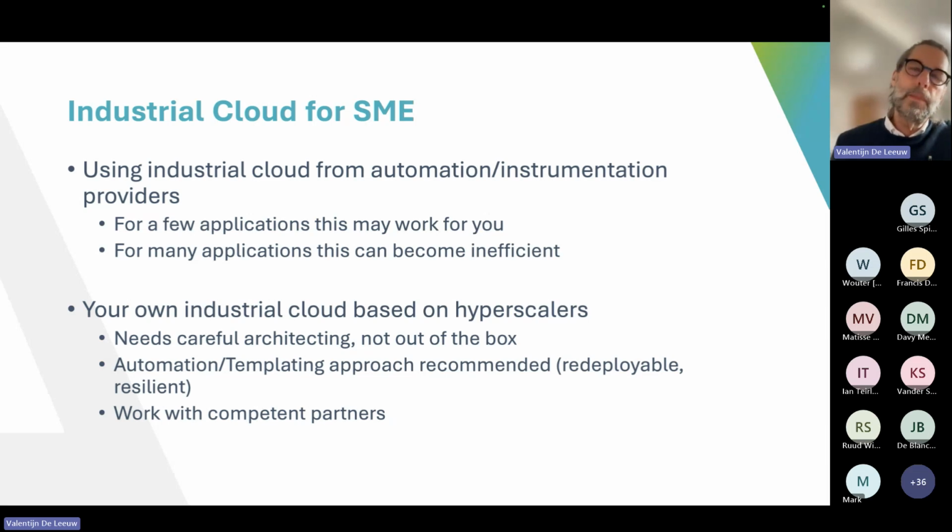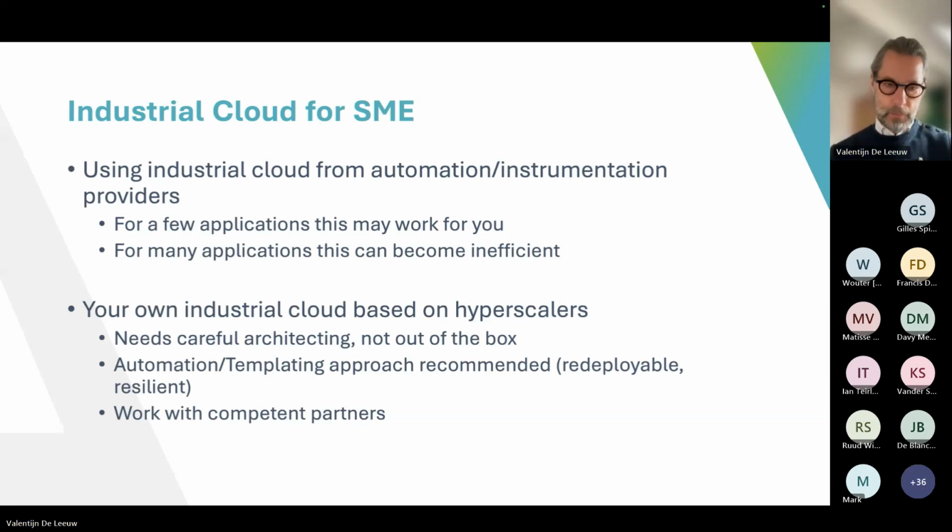And you buy an equipment and you will do your predictive maintenance on a third cloud. And so you can imagine that for a few applications, this may be completely okay and work fine for you. But if you have many applications, this can become somewhat inefficient, especially if those clouds are not connected with each other. So then you have the option to use industrial cloud from the big companies like Microsoft Azure, Amazon, or Google.